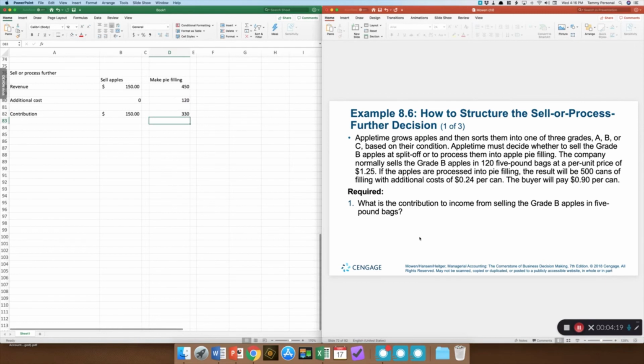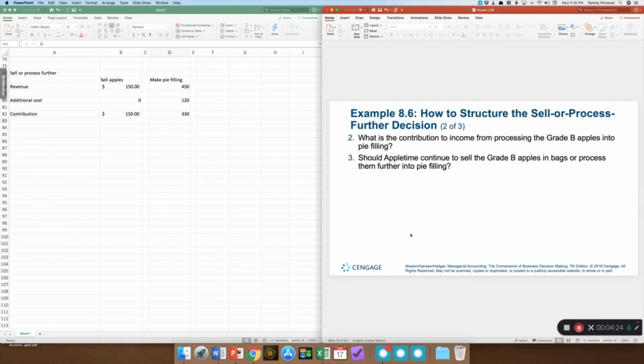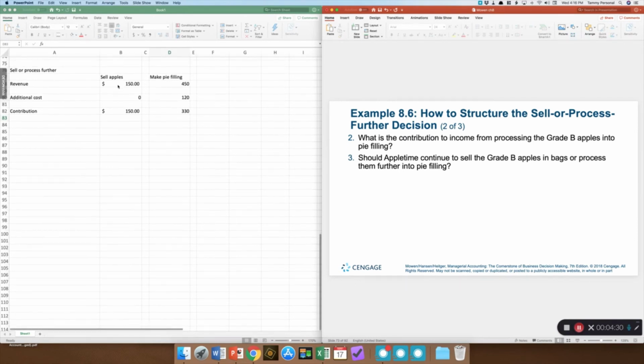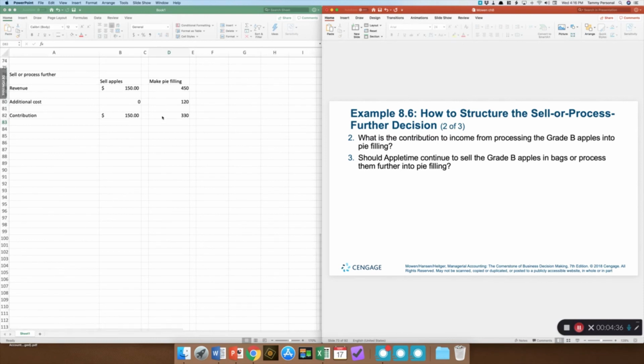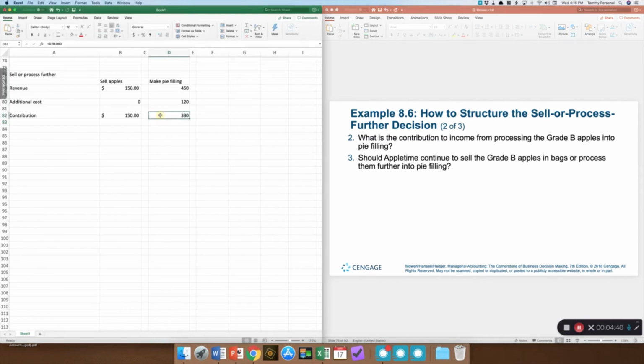Okay? And so that's basically all you have to do to solve those. Let's run through this. What's the contribution? So I just went through it, right? I didn't even look at this slide before I started talking through how to solve it. You figure out how much money you make from selling the apples. You figure out how much money you make net of the additional costs from selling the pie filling. And then, depending on which one makes more money, you pick the more profitable option.